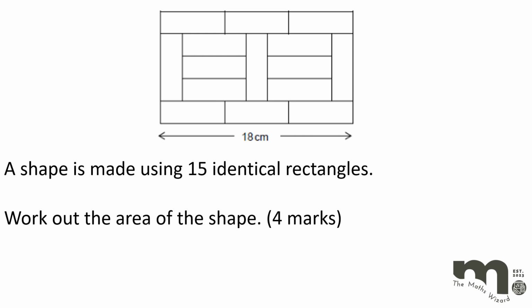Okay, next one then. A shape is made using 15 identical rectangles, and that's really important, that word identical here. And this is a 4-mark question, remember. So we've got to work out the area of the shape.